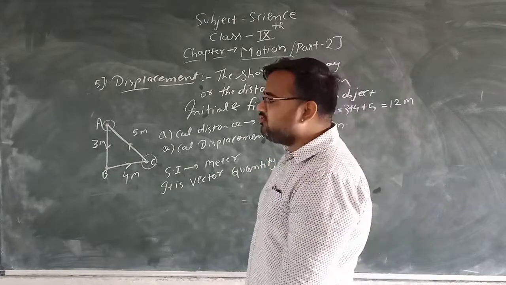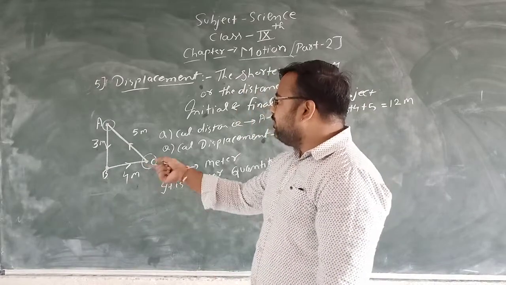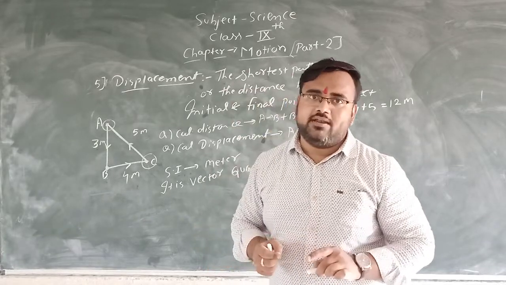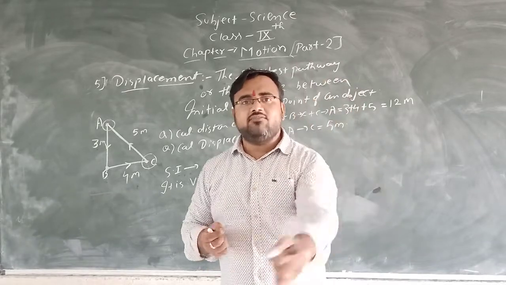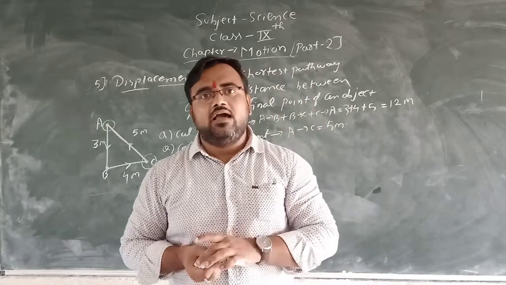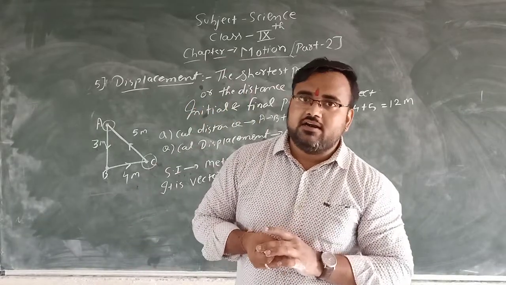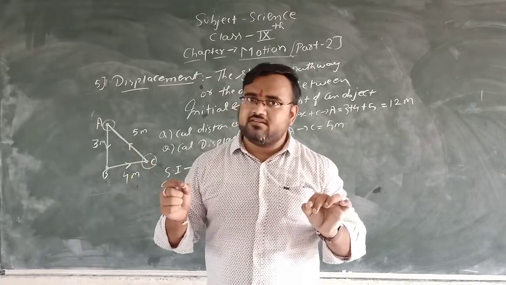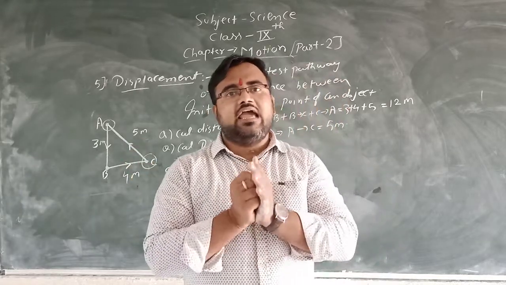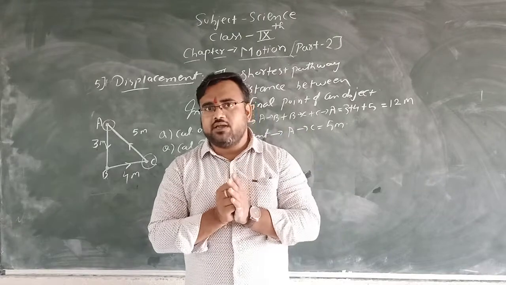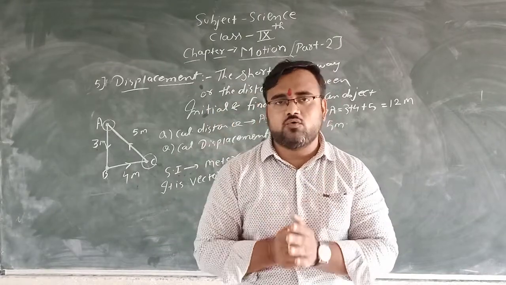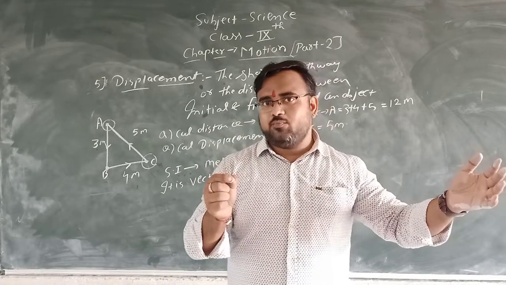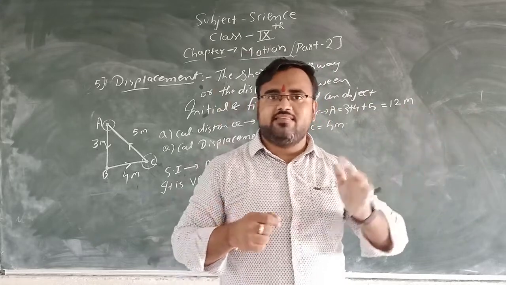Why is displacement a vector quantity? Displacement is a vector quantity because there are an initial point and a final point. For example, I have to cover a distance of 5 meters, and two points are fixed. Say I have to walk 5 kilometers or 5 meters from the school to my house. The school is the initial point and the house is the final point.